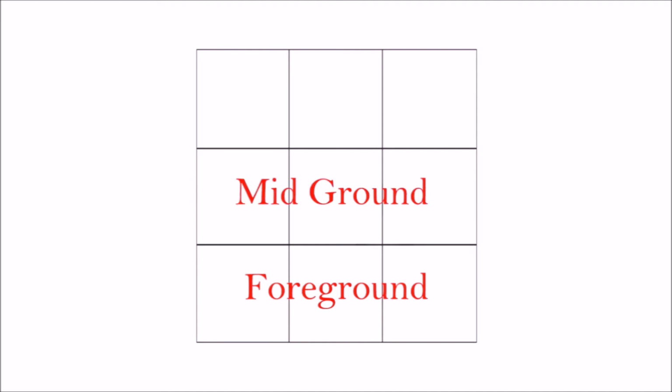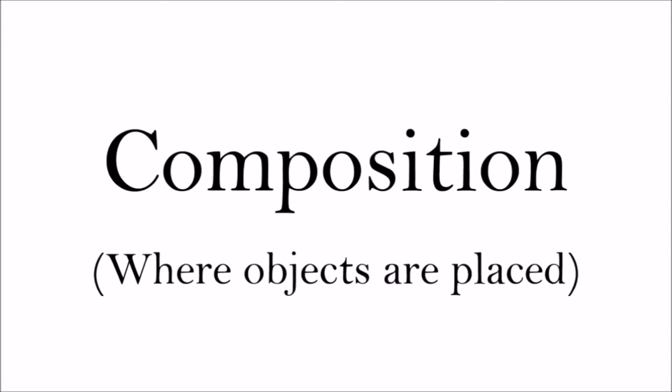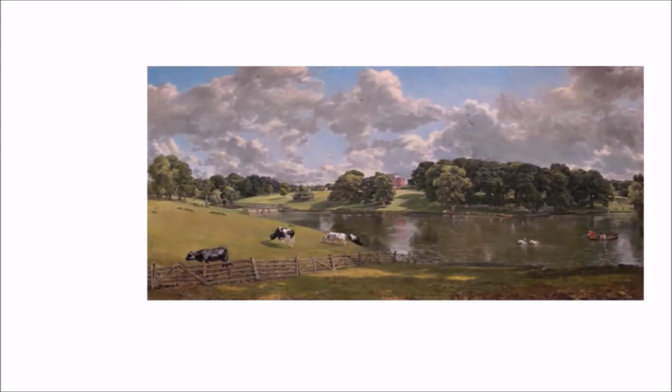Our grid handily has 3 horizontal rows. We can use these to easily locate the foreground, midground, and background. All of these elements combined together help form a composition, which means where objects are placed. I know that was a lot of information to remember, so let's look at an example.